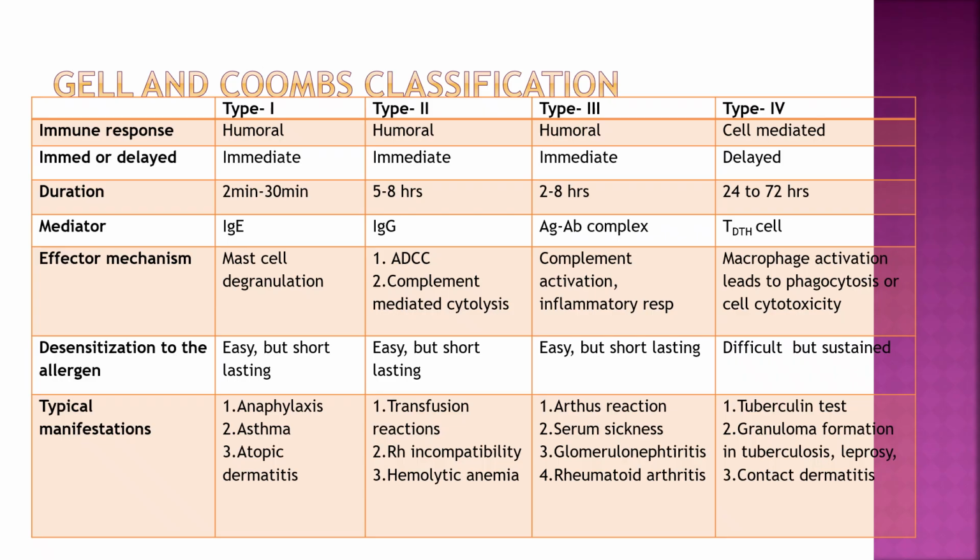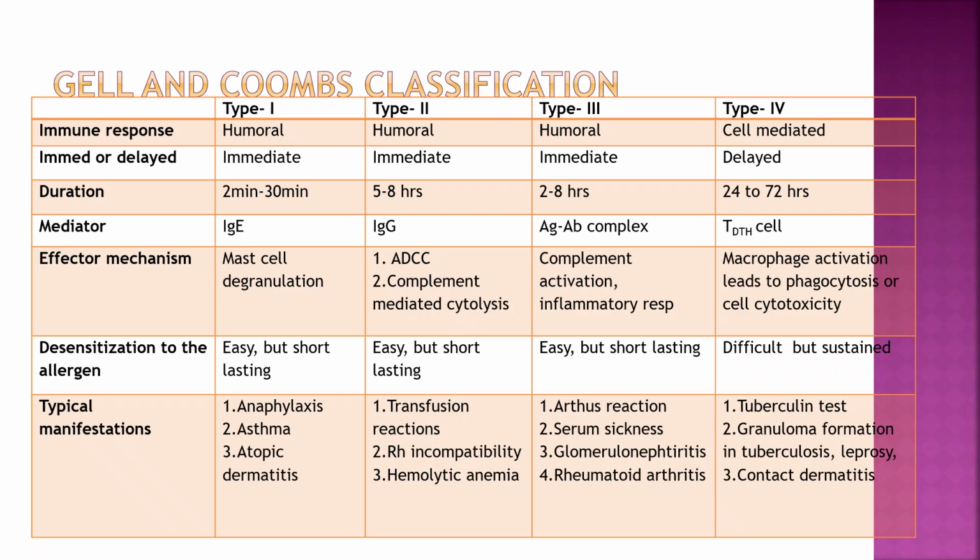Duration in type 1 is 2 minutes to 30 minutes, type 2 is 5 to 8 hours, type 3 is 2 to 8 hours, type 4 is 24 to 72 hours. Mediator: type 1 IgE, type 2 IgG, type 3 antigen-antibody complex, type 4 TDTH cell. Effector mechanism: type 1 mast cell degranulation, type 2 ADCC and complement-mediated cytolysis, type 3 complement activation and inflammatory response, type 4 macrophage activation leading to phagocytosis or cell cytotoxicity.